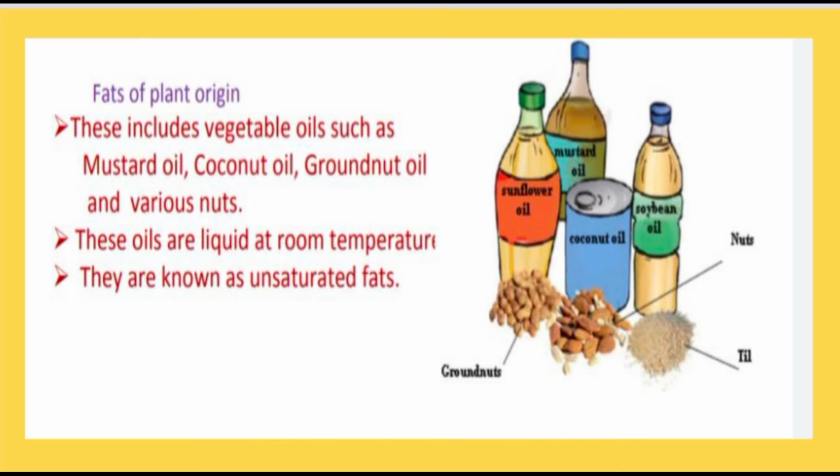Fats of plants origin include vegetable oils such as mustard oil, coconut oil, groundnut oil, and various nuts. These oils are liquid at room temperature. They are known as unsaturated fats.